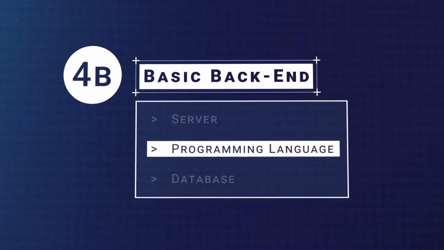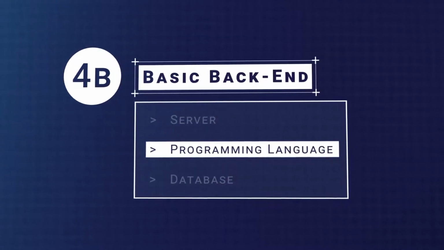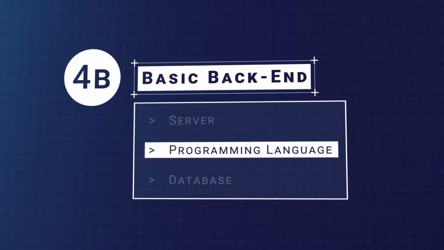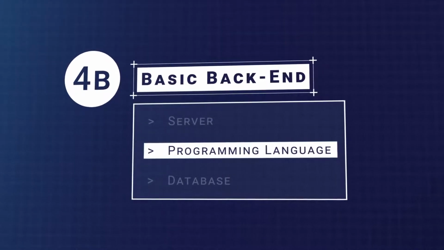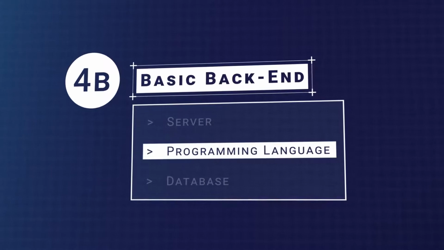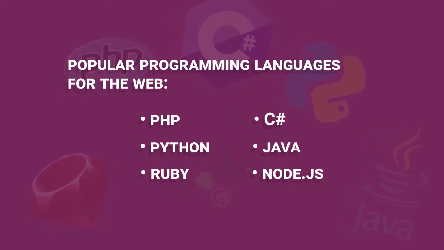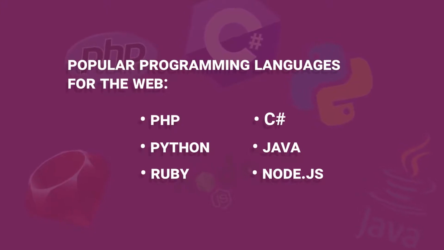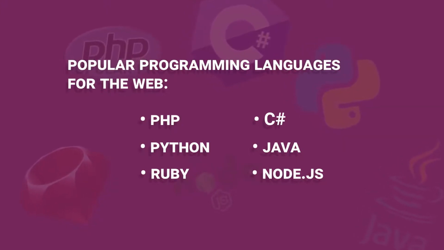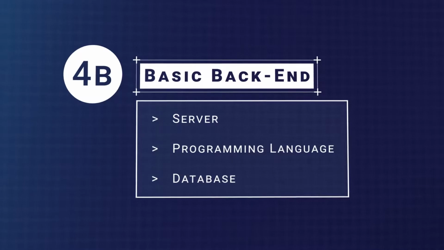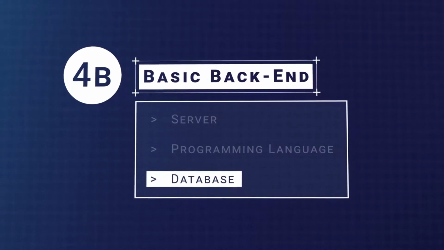On the server, you need to use a programming language to write the functions and logic for your application. The server then compiles your code and conveys the result back to the client. Popular programming languages for the web include PHP, Python, Ruby, C#, and Java. There is also a form of server-side JavaScript, Node.js, which is a runtime environment that can run JavaScript code on the server.